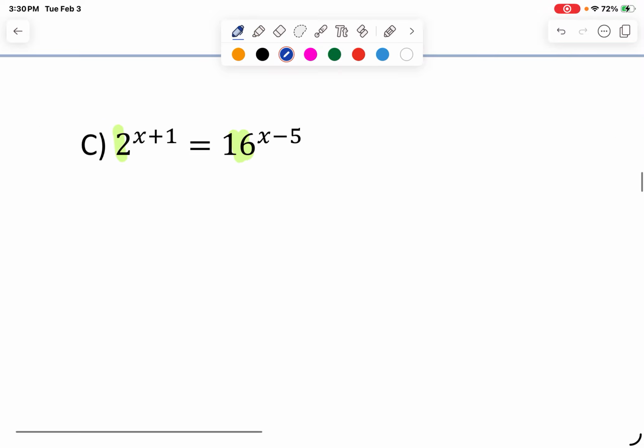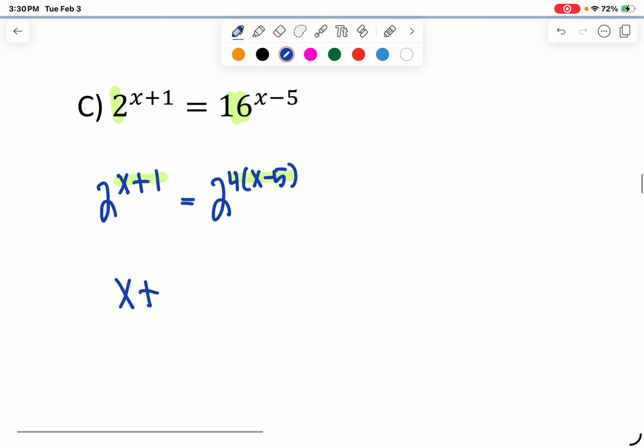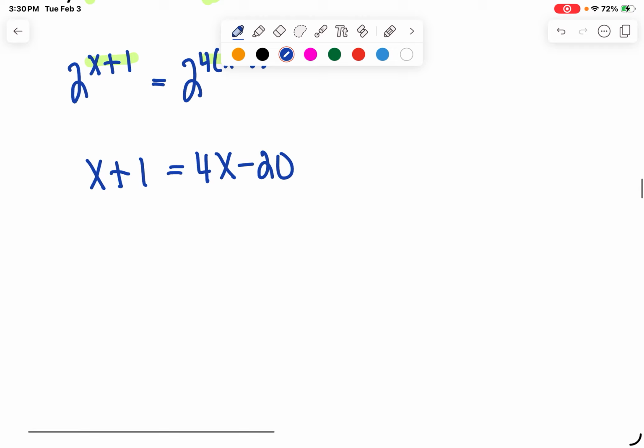So we can rewrite both 2 and 16 as a base of 2. 2 is 2 to the first power, so I'm just going to leave it. 16 is 2 to the fourth power, and then we have x minus 5 still. Power to a power, we just have to multiply that out. So this must be equal to this. So we have x plus 1 must be equal to 4x minus 20 in order for this to be true.